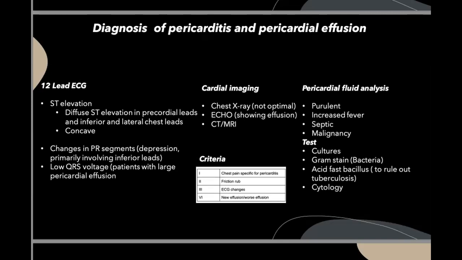Another thing we can do for diagnosis is pericardial fluid analysis, where we get some fluid out of the pericardium, in case we suspect it's purulent, if the patient has increased fever or is septic, and in case of malignancy as well. So you can send these for cultures, gram stain, which will indicate bacteria, and acid-fast bacillus, which will rule out tuberculosis, and cytology, which is in case of malignancy, to see if there is any type of cancer around the area.